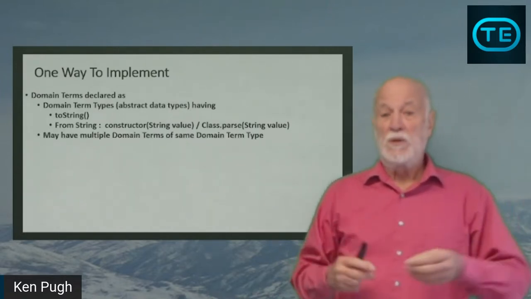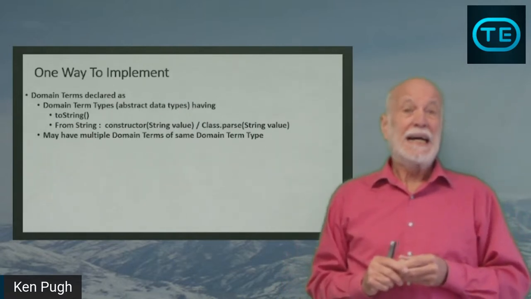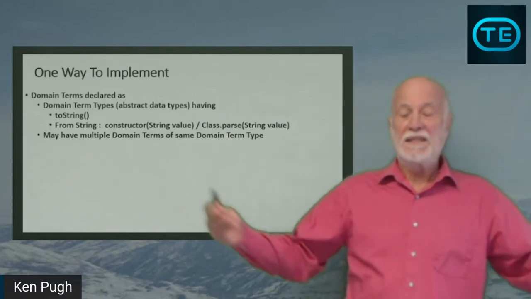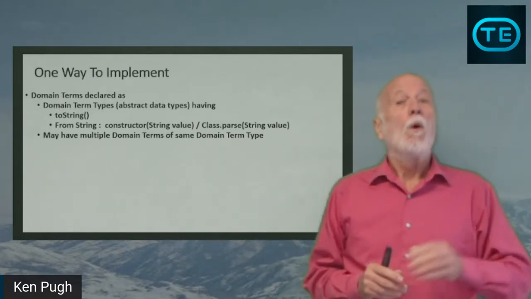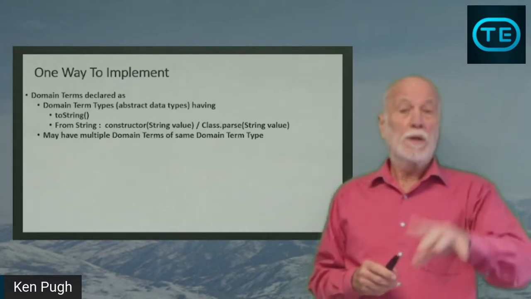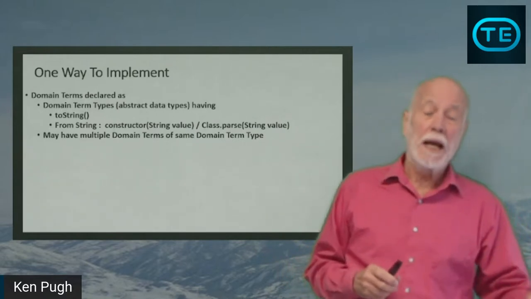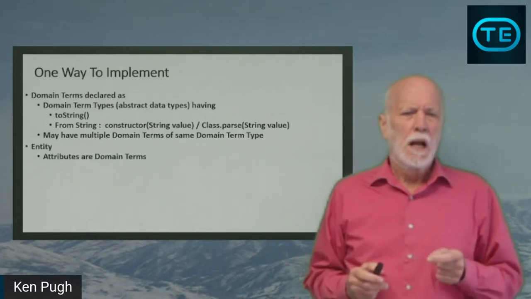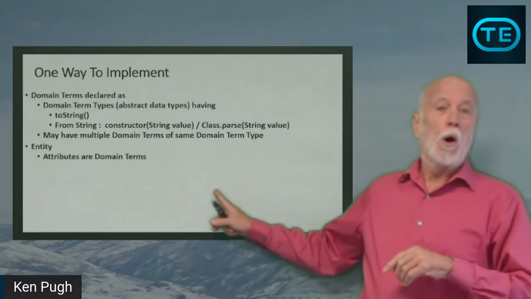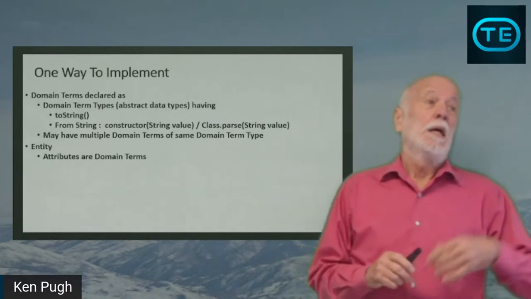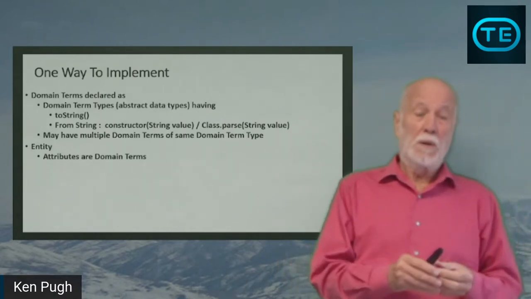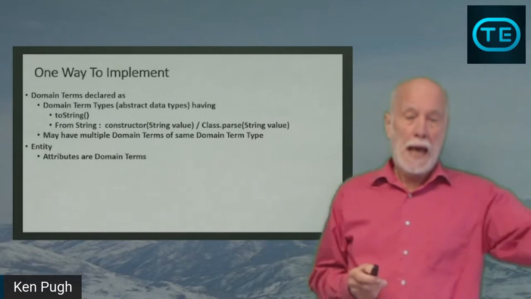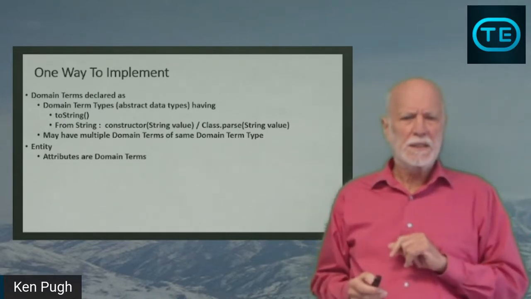So we might have multiple domain terms in the same domain term type, i.e. you might have a domain term type dollar, and you're going to utilize that in lots of different places. Or some domain terms, there is only just one of them, and so your domain term type and your domain term itself, the concepts sort of get merged together. And then we have our entity, where all the attributes are domain terms. And of course, the entity itself is a domain term, but I'm just keeping them separate so we can talk about entities that have attributes and domain terms, which are just individual pieces.